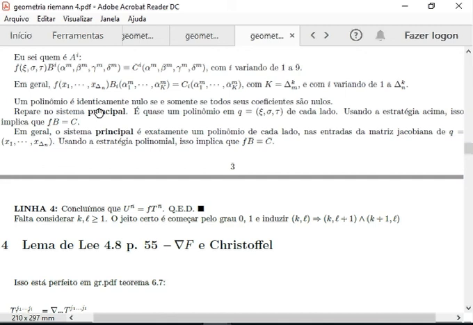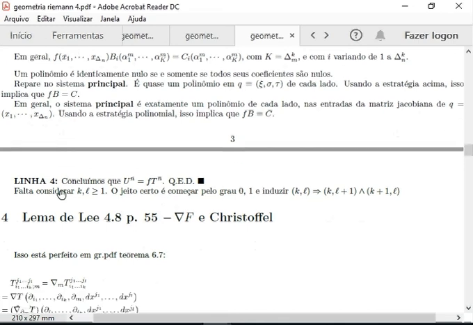And the polynomial is identically null if and only if all its coefficients are null. We take a look at the main system. It's almost a polynomial in Q equals xi sigma tau each side. And using the polynomial strategy, fb equals c. Line 4, we conclude that un equals ftn, quod erat demonstrandum.